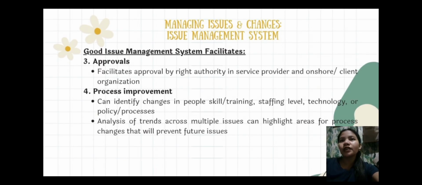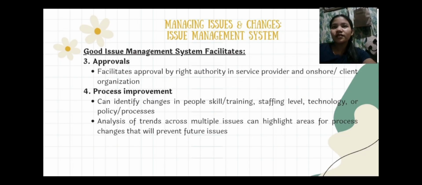And number 3 is approvals. A good system facilitates timely approval by the right authorities. This includes both the service provider and the anchor or client organization. Ensuring approvals come from the correct level avoids delay and unauthorized decisions.